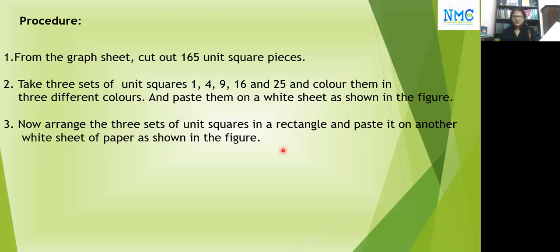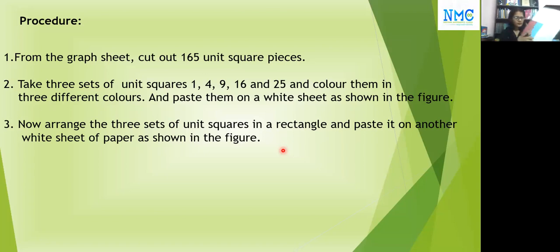If we see, 165 equals 11 into 15, so we can arrange it like this also. It means we are arranging 3 sets of unit square pieces in a rectangle and pasting it like this. In another sheet, we have pasted them in the shape of a rectangle. Here also you can see the 3 different colors, which signify all these 3 sets. All these 3 sets have been rearranged like this.